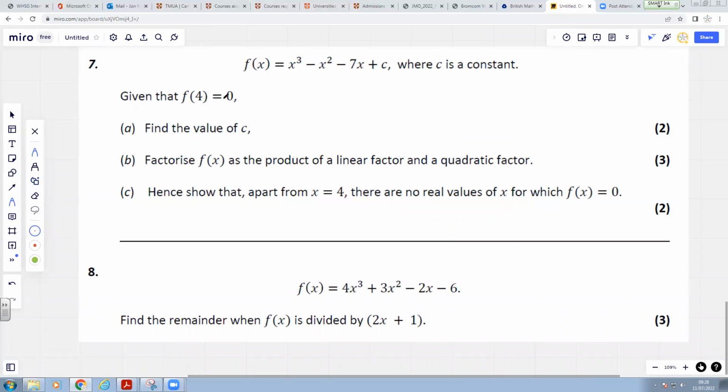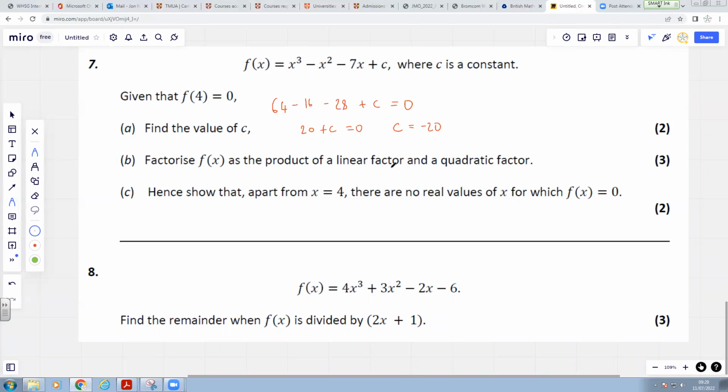Okay, f of 4 is 0. So they're telling us that x minus 4 is a factor there. But we're going to actually have to plug in x equals 4. So 64 minus 16 minus 28 plus c equals 0. 64 minus 16 is 48. 48 minus 28 is 20. So 20 plus c is 0. So c is minus 20. Not too bad.